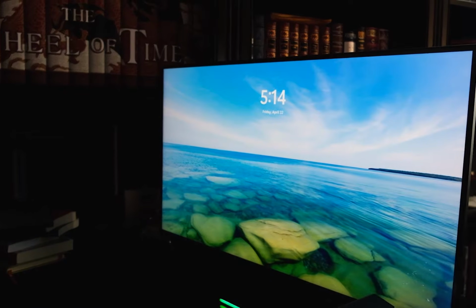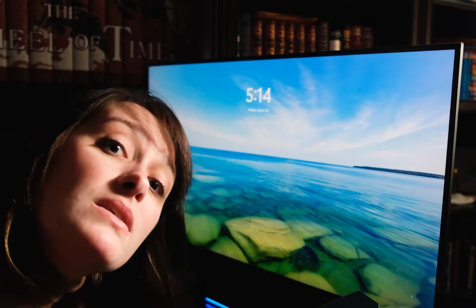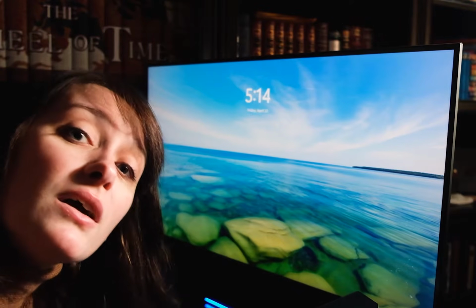Do you see that? That's my computer. It has been almost a month since this thing broke. Almost an entire month. That's about where I am. So let's get into it.